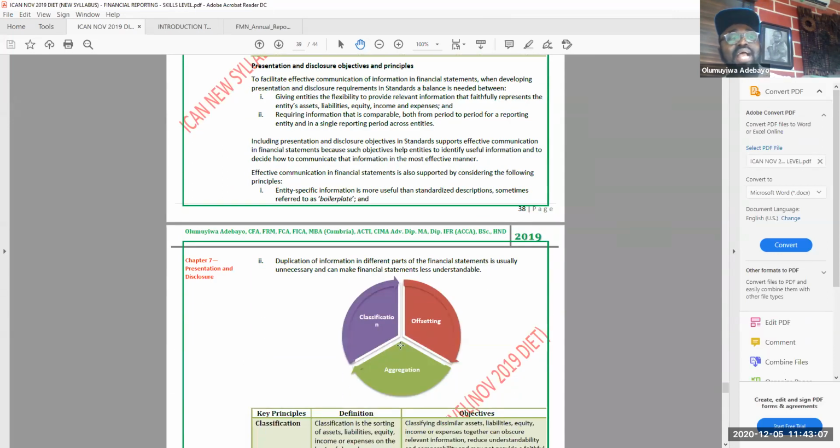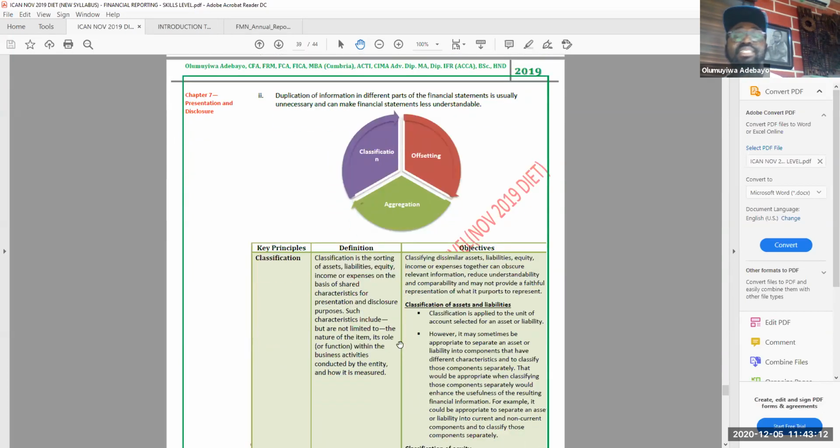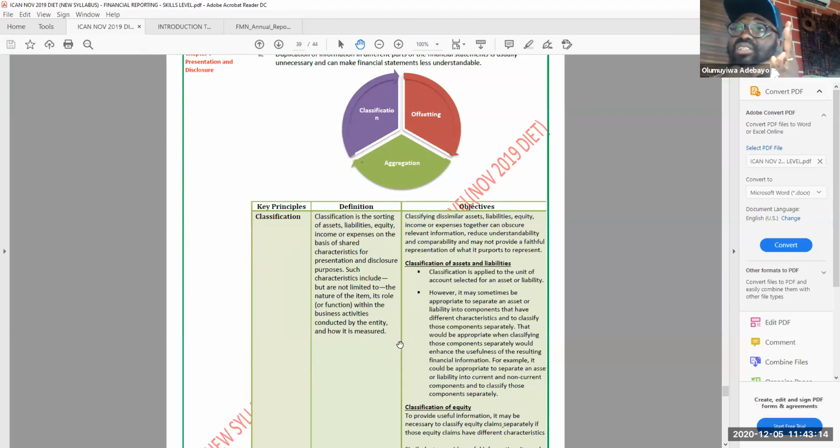Finally, when you present information, the standard told us that we must consider these three things. Classification of information means that you must be able to group information based on similar attributes or characteristics, so that if you are disclosing information about assets, group assets separately from liabilities. Even within the individual classes, try to subgroup them in such a way that the information provided will be more meaningful to the users.